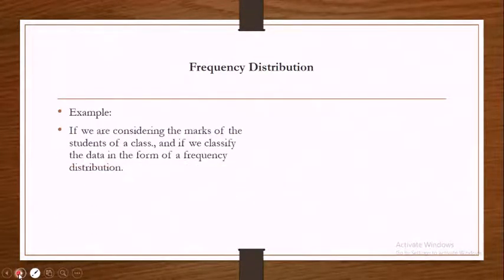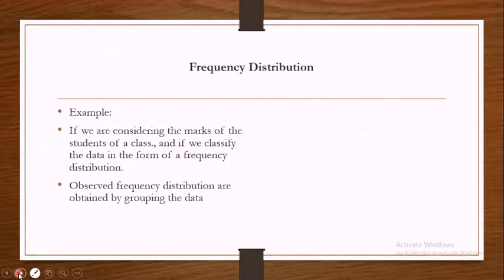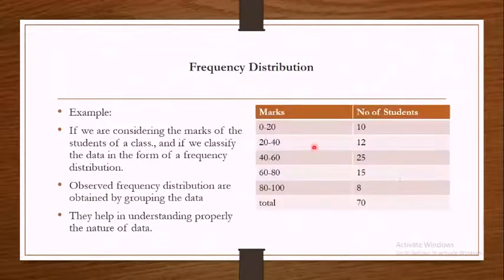So we will consider an example over here. We'll consider the marks of the students of a class, and if we classify the data in the form of a frequency distribution, you will get something like this. A table like this will be formed where the first column is the marks and the second column is the number of students.